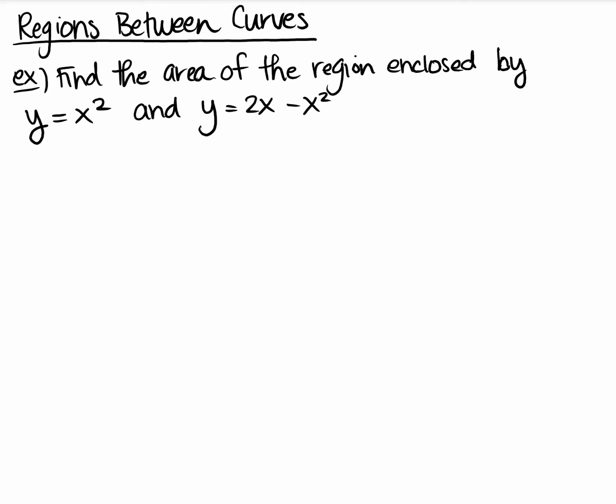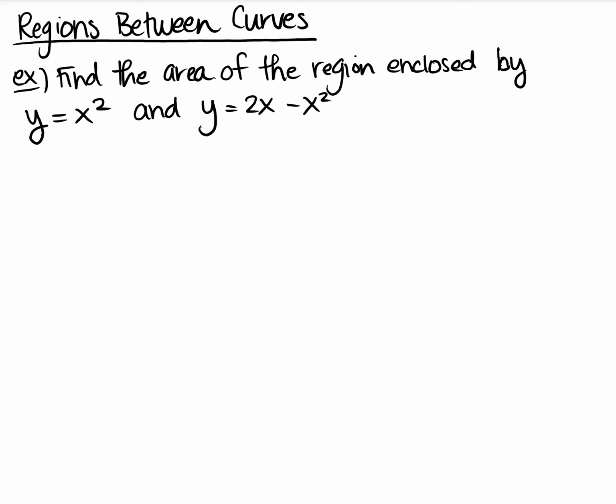The first thing we need to do, because we weren't given specific x values, is see where they meet. It says it's the region enclosed by these two functions, so they must meet somewhere, or else we're going to have an infinite area, and that's not going to be very helpful. They might tell you to find the area between two functions, but then they're going to have to give you x values if those functions don't intersect.